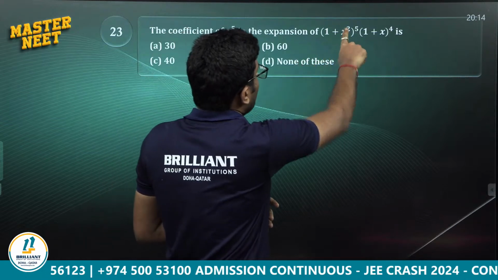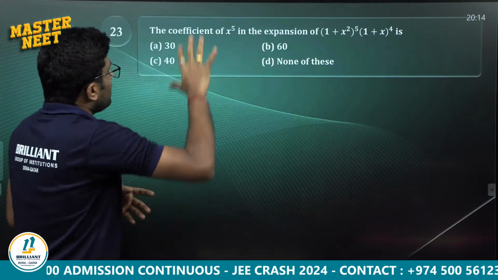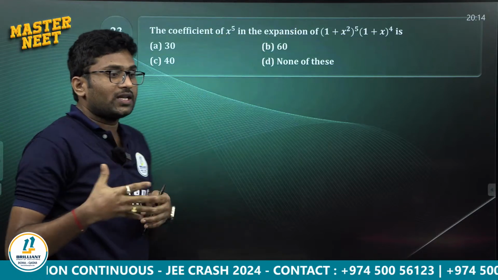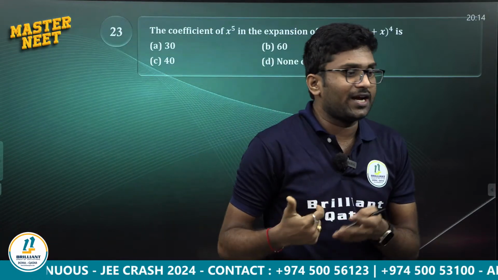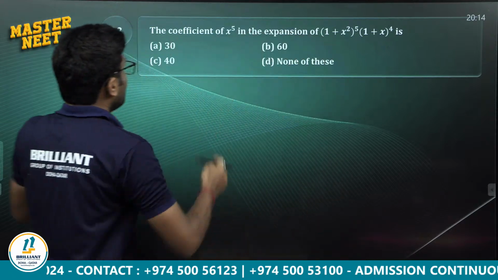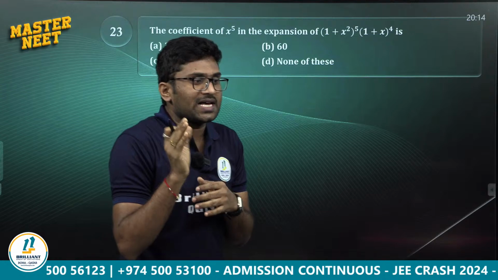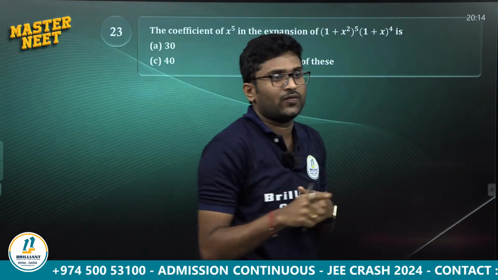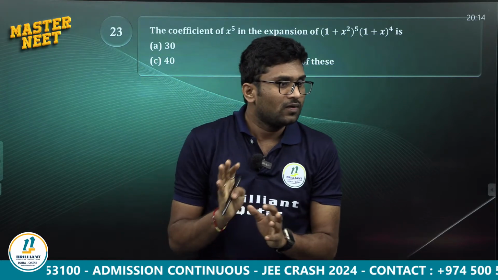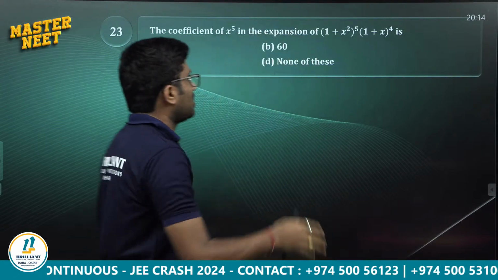(1 + x²)⁵ into (1 + x)⁴ will be like this. In this particular expansion we need to get the coefficient of x⁵. Can anyone guide me how to do this particular question, guys? As we have smaller indexes, just 5 and 4, we can just expand them properly.